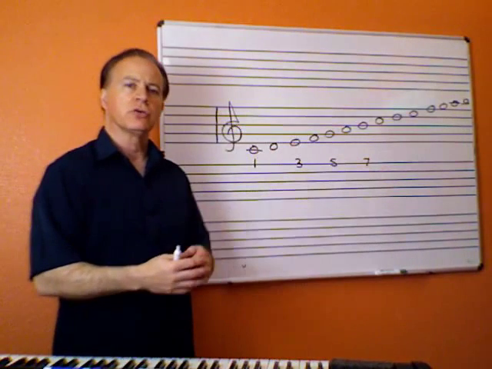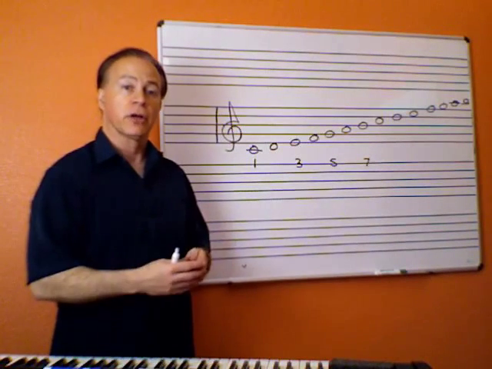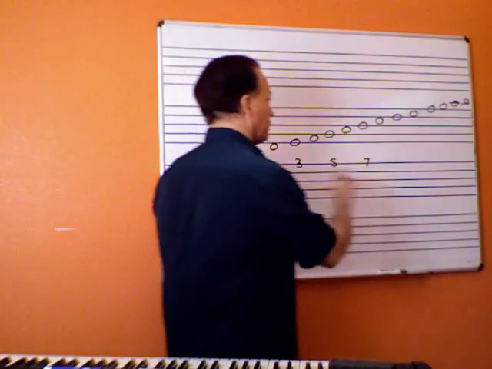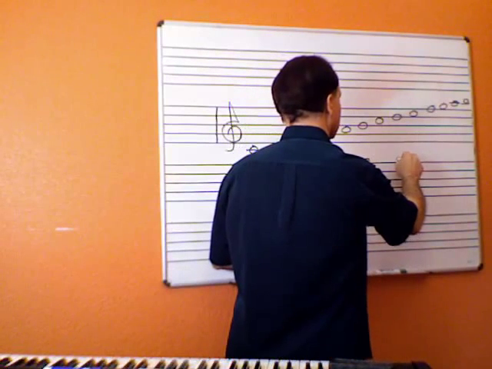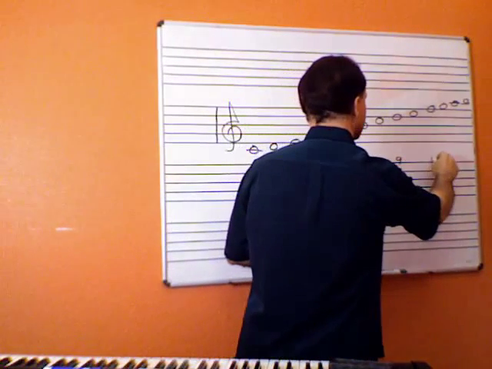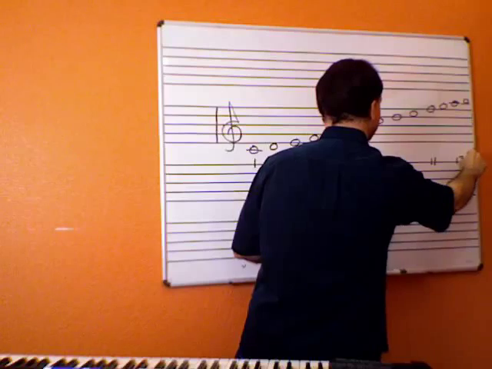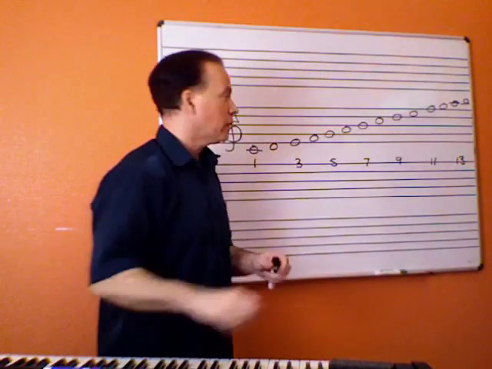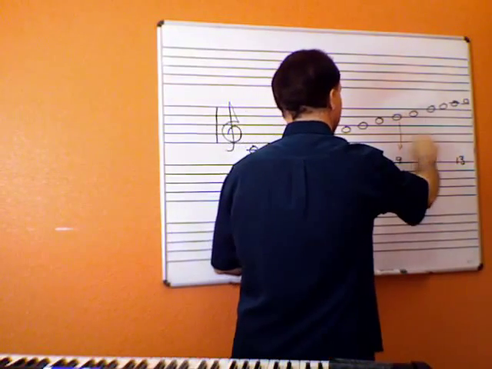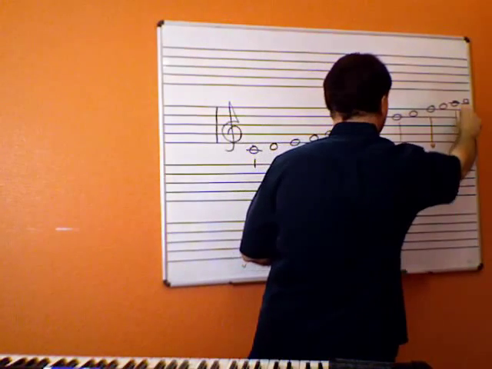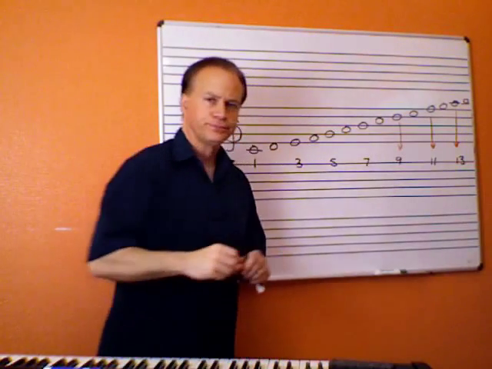So you can see if we just continue going on into the next octave, we're going to get our 9th, 11th, and 13th. The 9th of a C chord is going to be a D, and the 11th is going to be some kind of F, and the 13th is going to be some kind of A. Here they are right here. D is the 9th, F is the 11th, and A is the 13th.